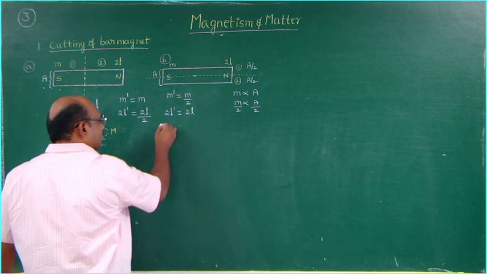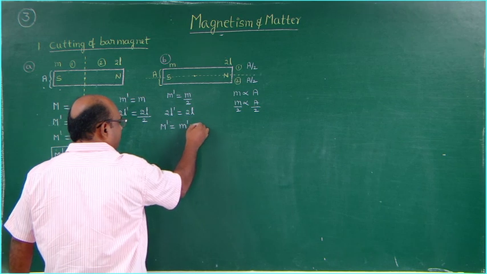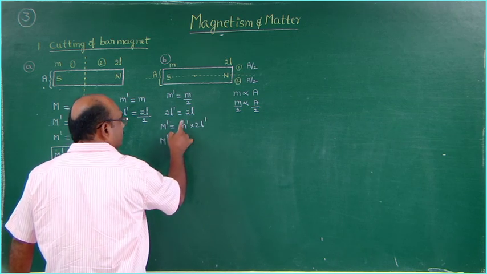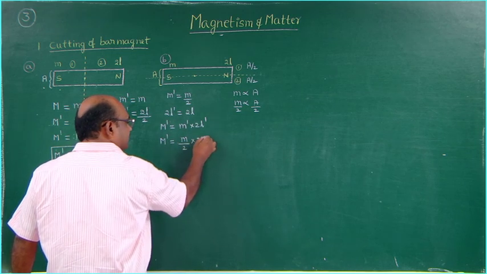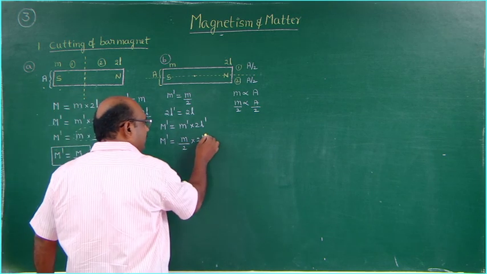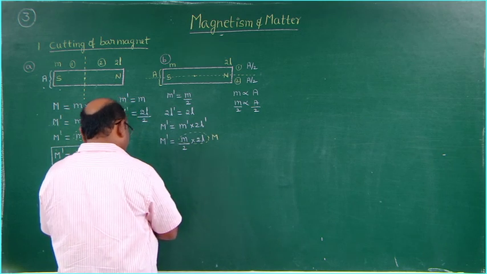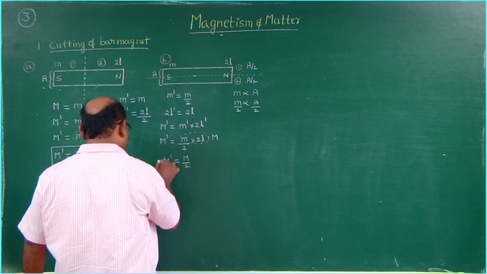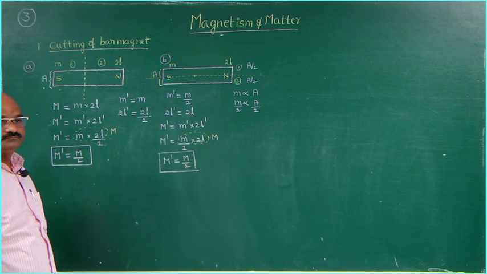Now, what is the formula for the new magnetic moment? New magnetic moment M dash is equal to small m dash into 2L dash. Therefore, m dash is m by 2, and 2L dash does not change because it is an X cutting. So m into 2L is nothing but the magnetic moment. Now, in this case also, the new magnetic moment of each piece would be M by 2. These are the two different models.